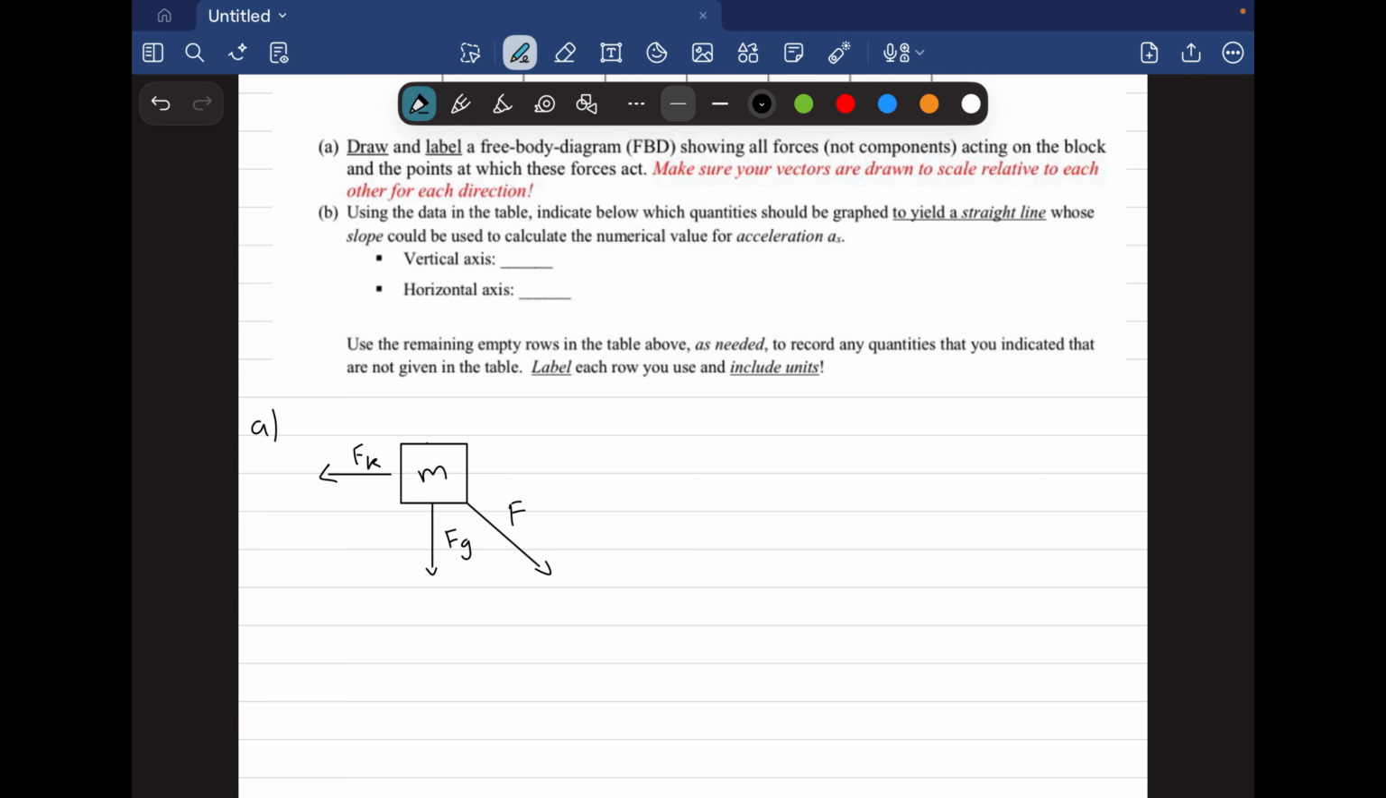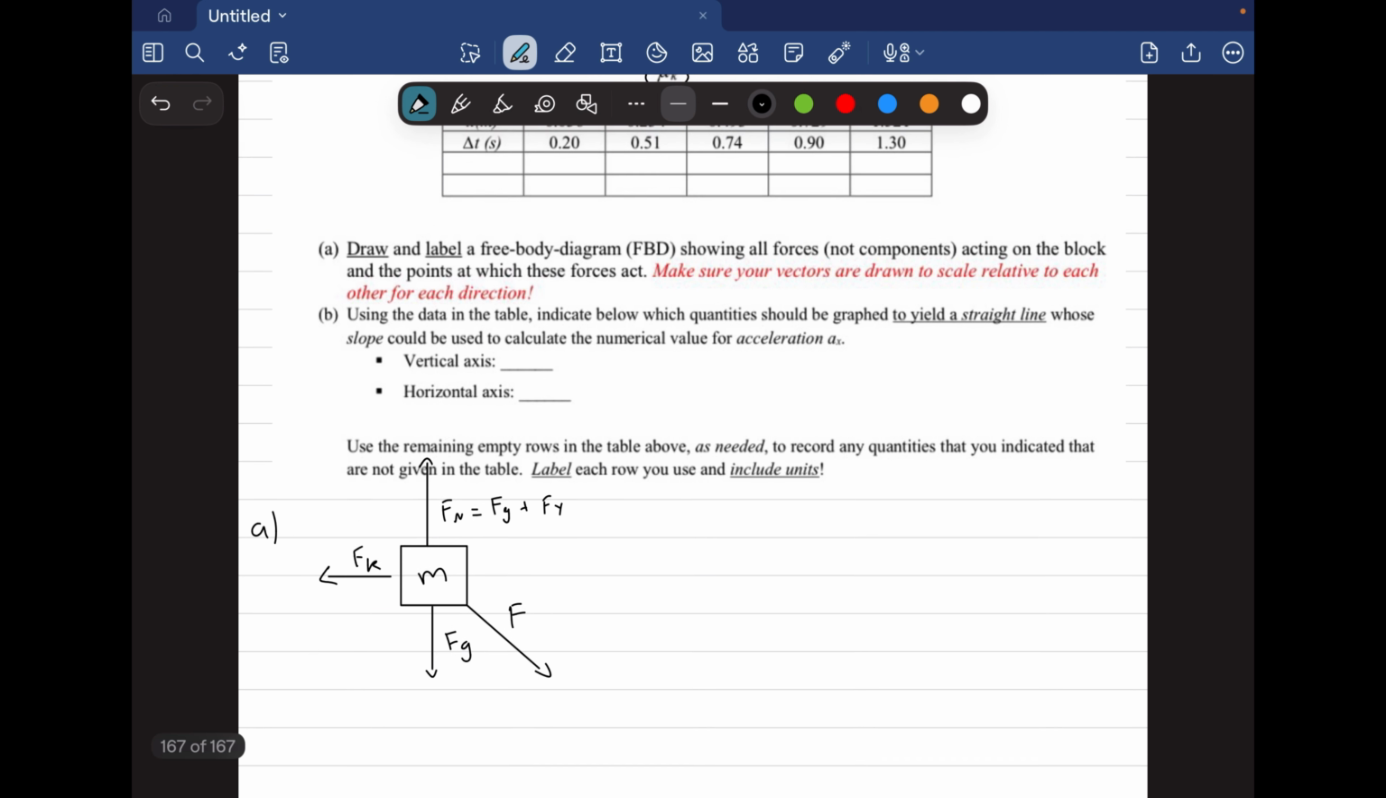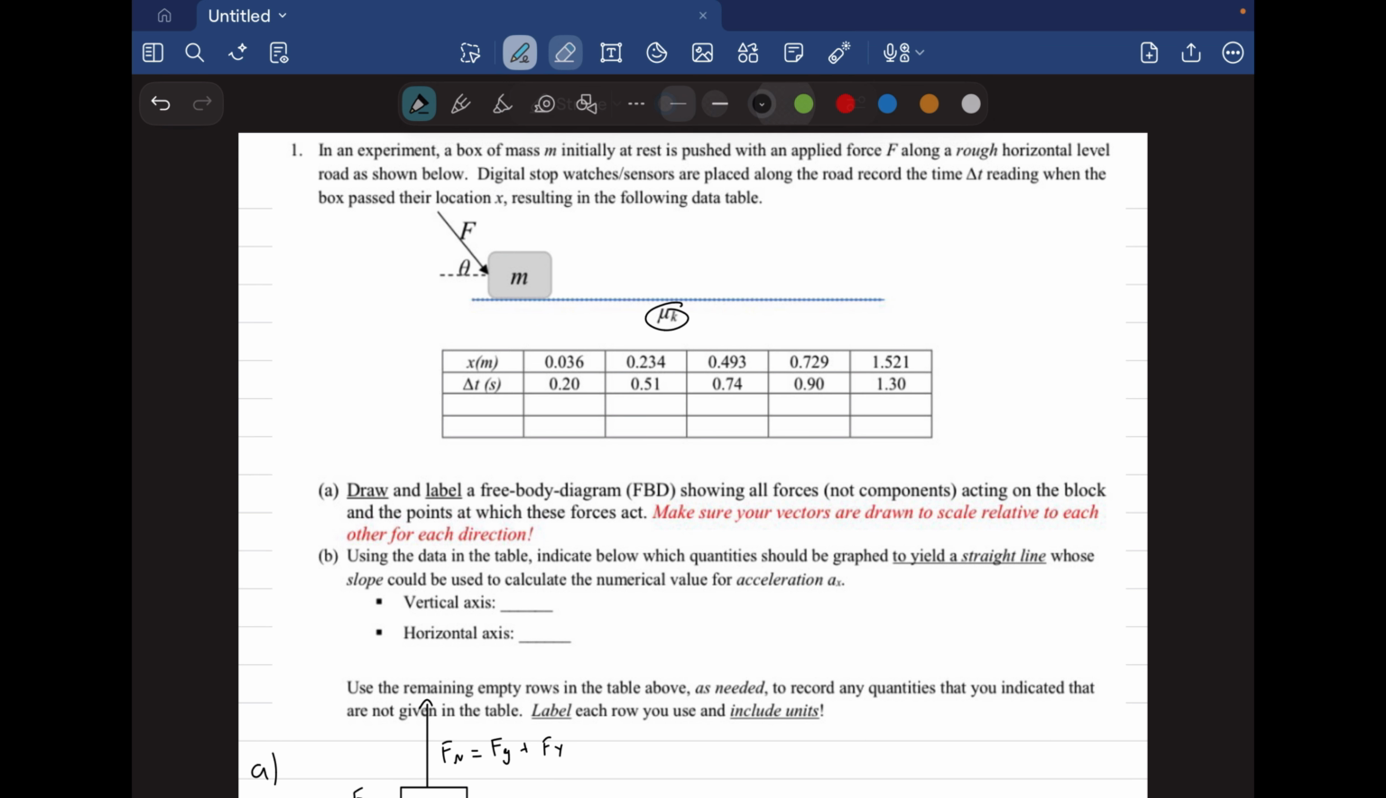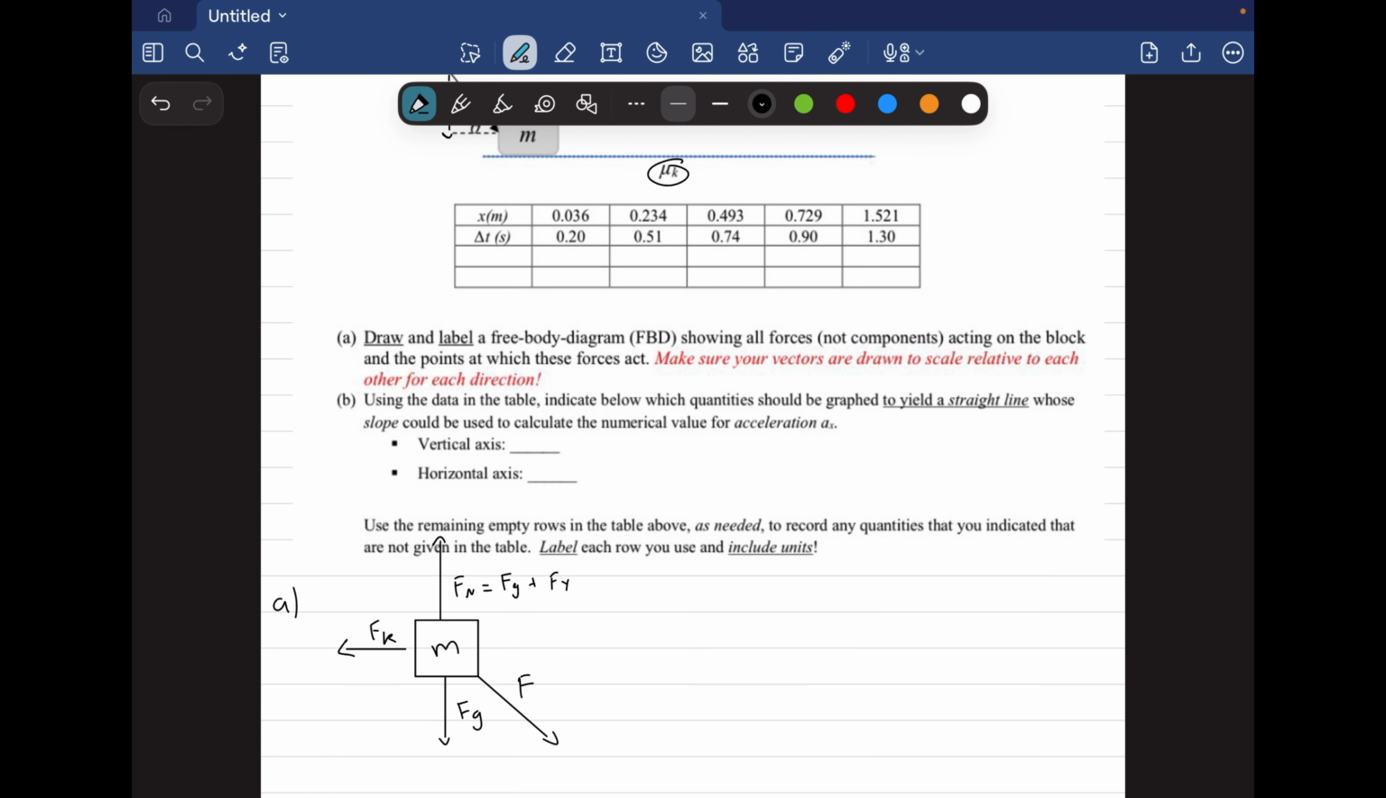And then your Fn has to be greater than Fg, right? Because the force down is equal to the force up. So the force down is Fg plus Fy, right? Because for this right here, Fy, okay? So that's the free body diagram.